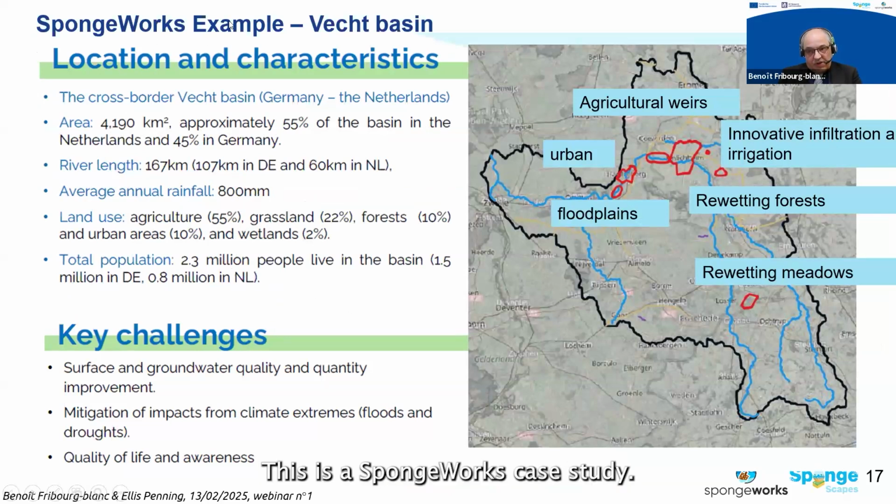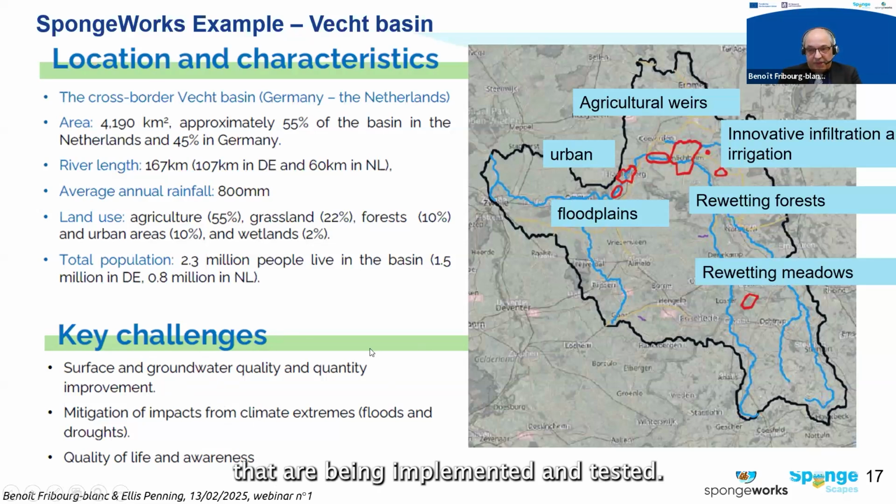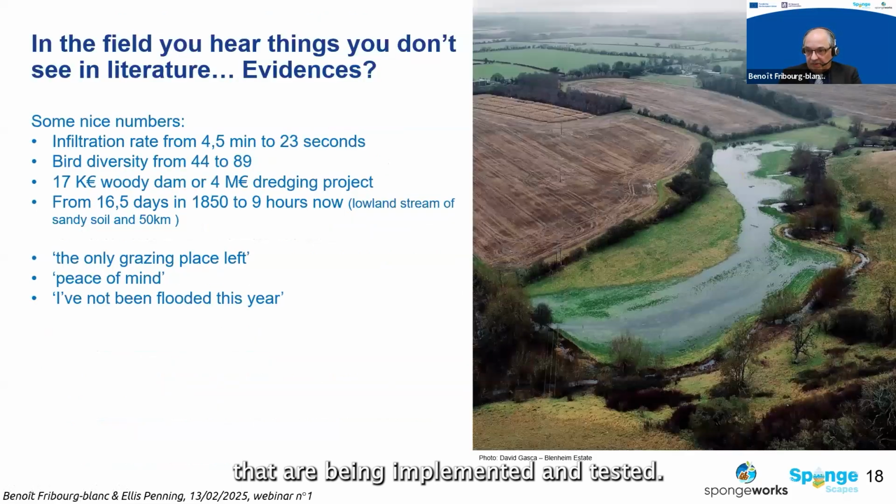This is a SpongeWorks example. So SpongeWorks is a project that started more recently. And the key challenges here are surface and groundwater quality and quantity, mitigation of impact, quality of life. And here you see on the map the set of measures that will be implemented and tested on this example.